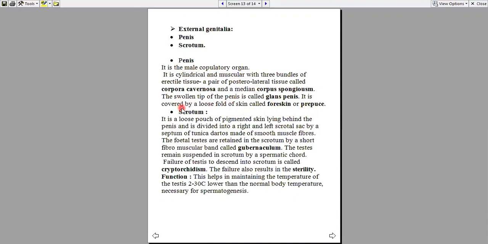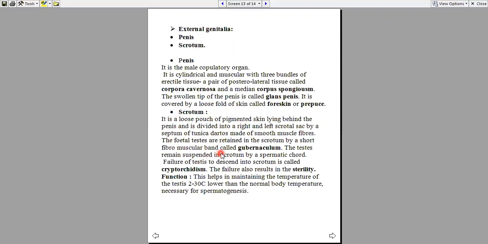The next organ coming under external genitalia is the scrotum. As discussed earlier, the scrotum is a bag in which the testes are located once they come out of the abdominal cavity. It is a loose pouch of pigmented skin lying behind the penis. It is divided into right and left scrotal sacs by a septum of tunica dartos. It is very difficult for you to understand this, so you can simply write down that the scrotum is made up of smooth muscle fibers called dartos tunic muscles.